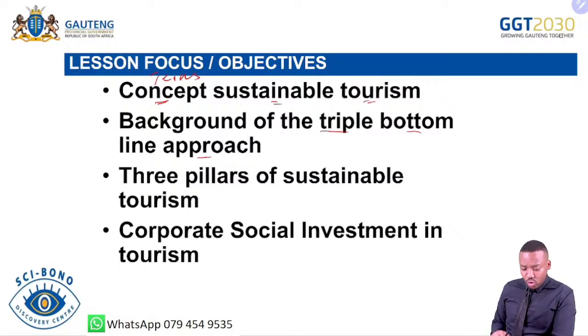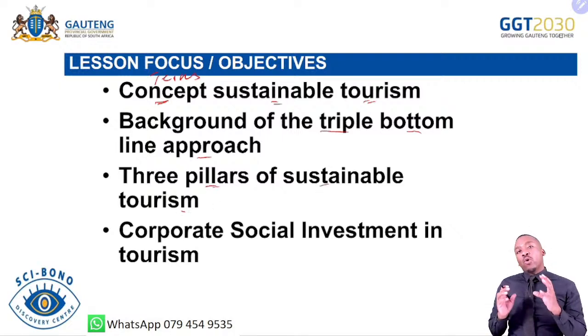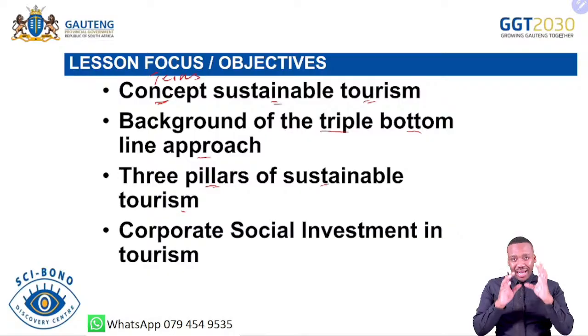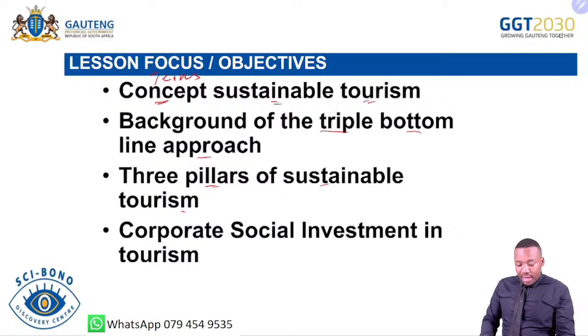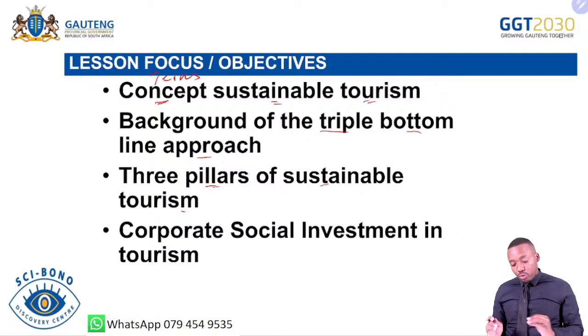And the third thing that we're going to be looking at, we are going to go into detail and look at those 3 pillars of sustainable tourism, whereby I'm going to break down each pillar separately, and then we deal with it before we move to the next one. Then before our activities, I will look at corporate social investment in the tourism context. I know in economics or business, they've got corporate social responsibility. In tourism, we have corporate social investment. So we are going to be looking at that.